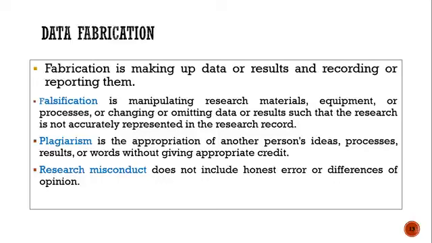Next is data fabrication. Fabrication is basically making up data for your purpose. It may be by falsification, manipulating the data material, copying and pasting it from somewhere else, or deliberately utilizing others' sources as your own. However, research misconduct does not include honest error or differences of opinion. Different authors may have different opinions, and if you find someone's mistake or your own mistake, you can report it. It will not be part of research misconduct.